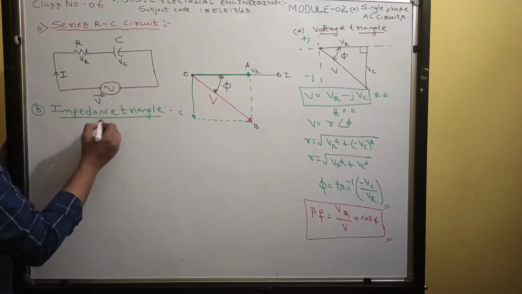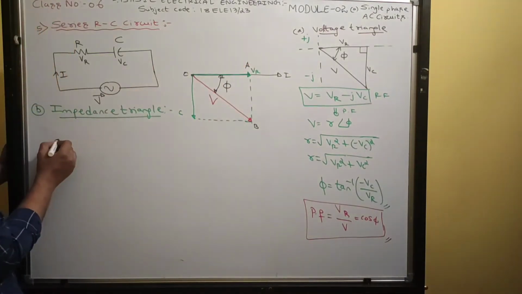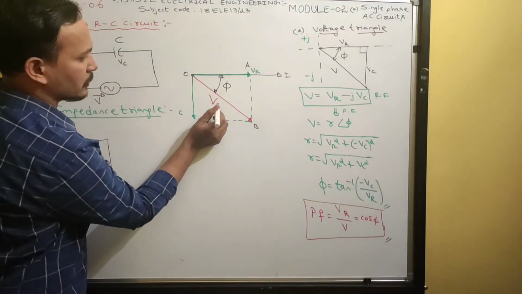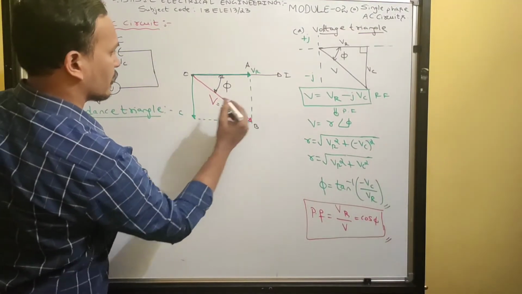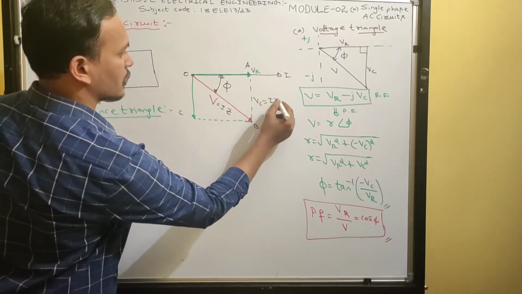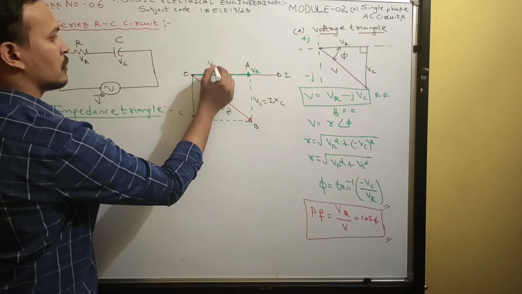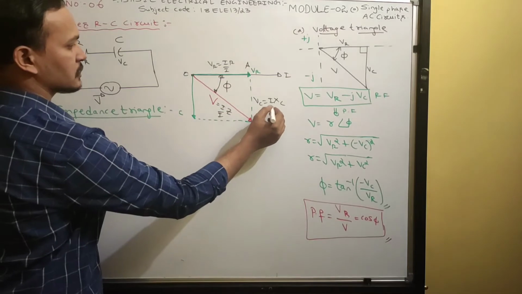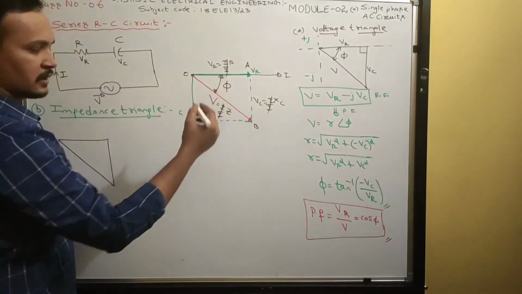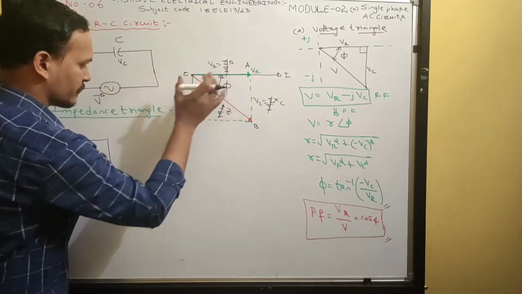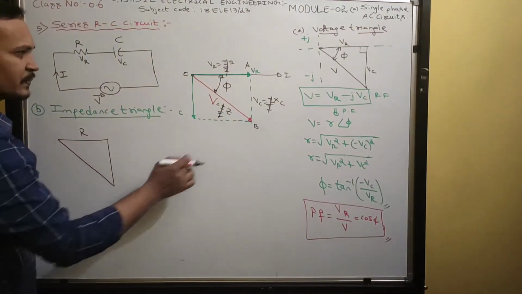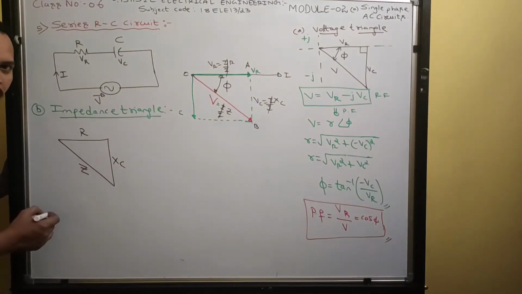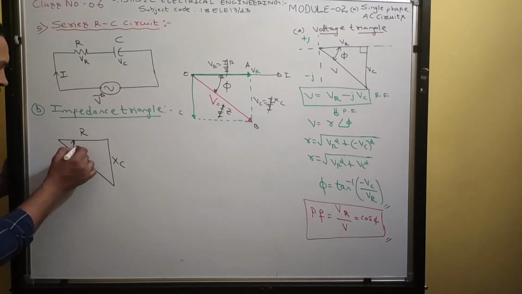Okay, so impedance triangle. Write the same triangle. What is overall voltage? I into Z. Voltage across capacitor is what? I into XC. What is VR? Current into resistance. Divide all the sides by current. So current gets cancelled. What is left? What is real part? R. What is imaginary part? XC. What is hypotenuse? Resultant is overall impedance. So now this is phase angle.